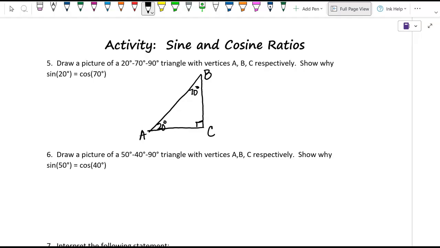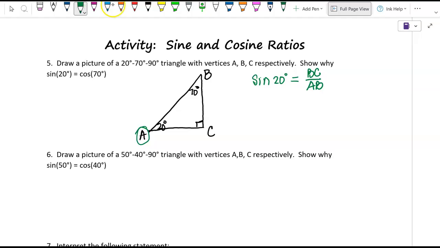So for sine of 20, my reference angle over here is at A. So sine of 20 degrees, I'm looking from angle A. Sine is opposite over hypotenuse. Opposite or across from angle A is side BC. My hypotenuse is represented by AB. So that is the ratio that would get me the sine of 20 degrees.